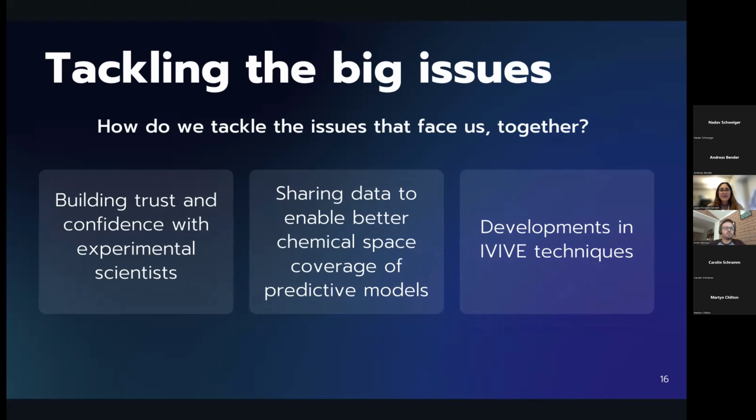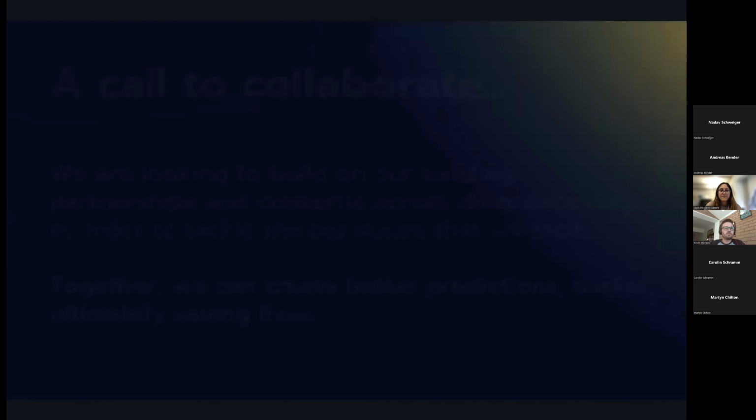The second aspect is companies being more willing to share their data. For example, pharma companies, where they have data where their drugs might have failed because of toxicity, sharing this so that we can develop models which cover better chemical space and will in the end benefit all of us. And the third aspect is further developments in these in vitro to in vivo extrapolation techniques and building models which are able to predict in vivo responses.